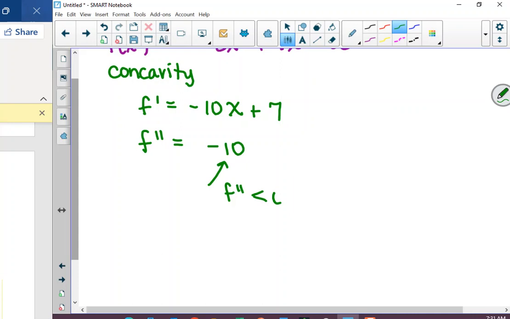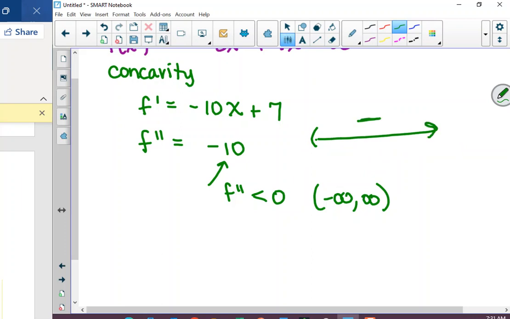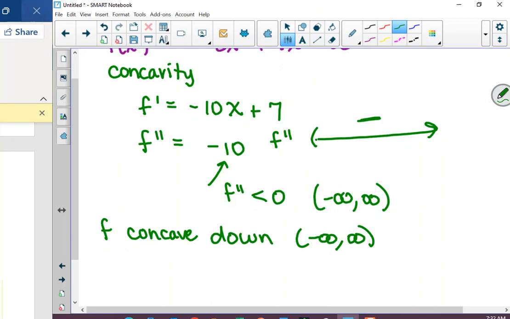F double prime is negative everywhere. If I was going to do a number line here, there's no critical value here. I can't put any critical value on the number line. I just have a big number line, and f double prime is always negative. It's always negative 10. So I would say my function f is concave down everywhere. Once again, no point of inflection.